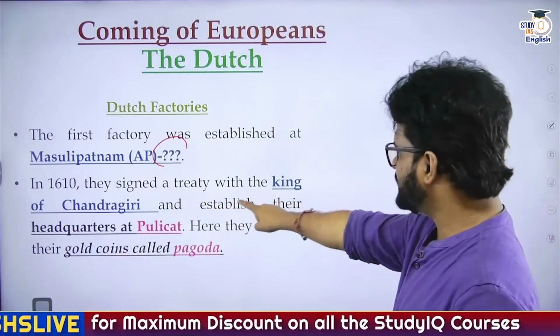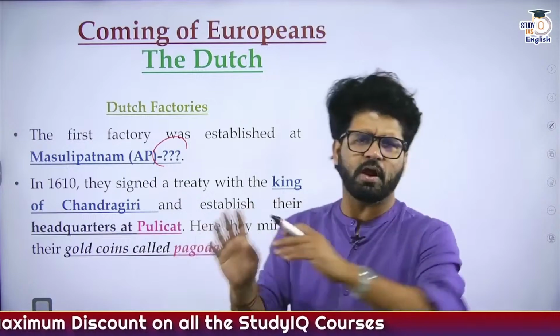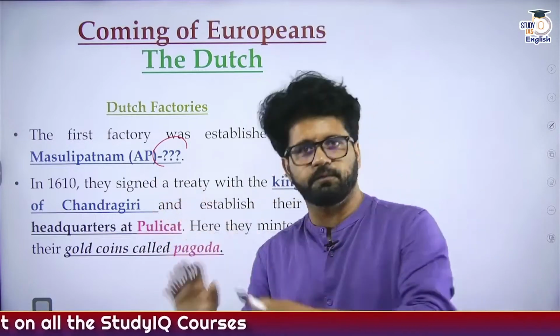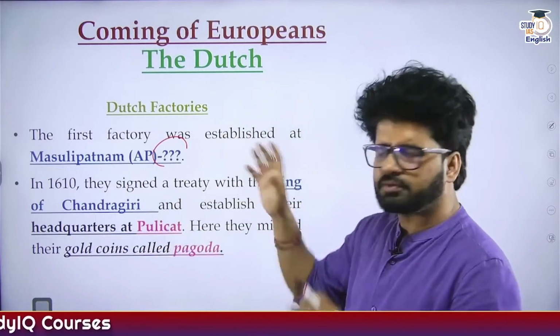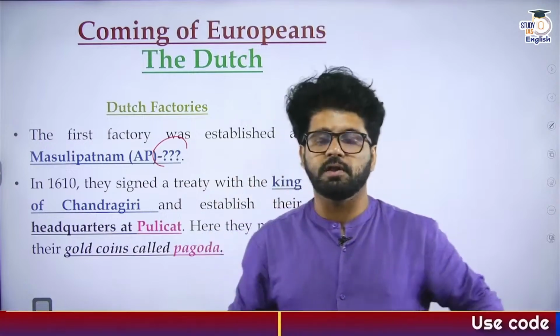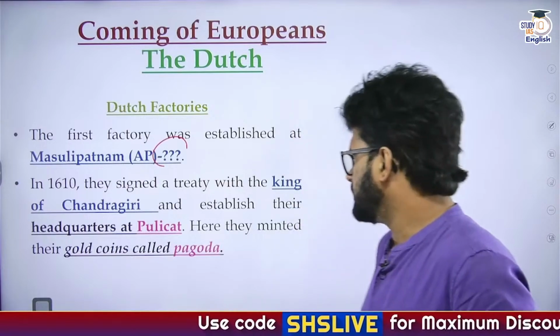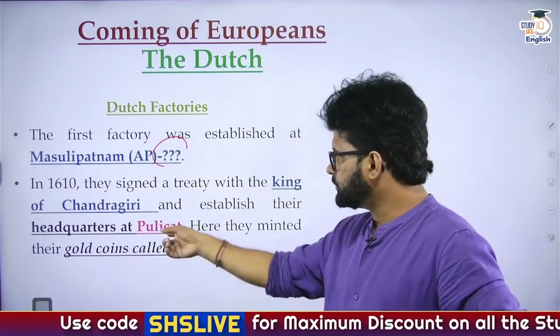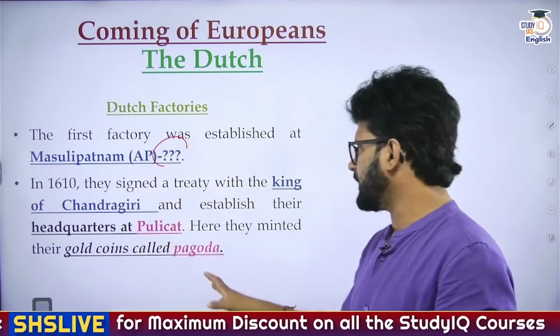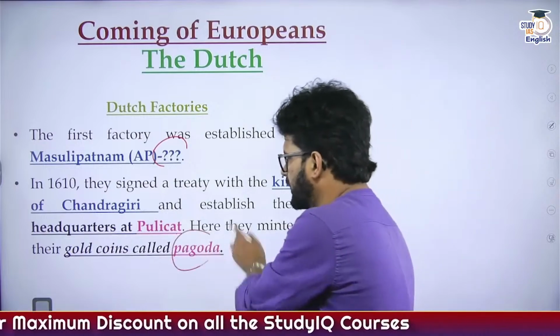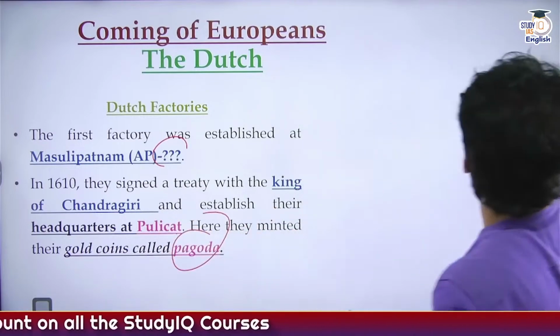So in 1610, they signed a treaty with the King of Chandragiri. You don't have to remember the local rulers, with due respect to them. If we start remembering all of them, you have to remember a lot of stuff, and there is a limit to how much you have to remember here. Just remember the locations where they were established. And they minted their gold coins, which were known as pagoda. So this fact is important.